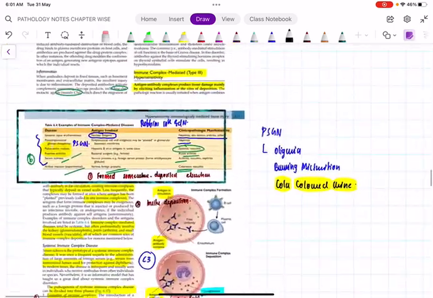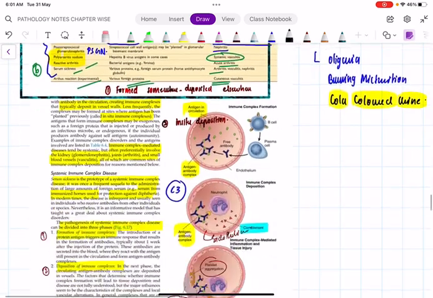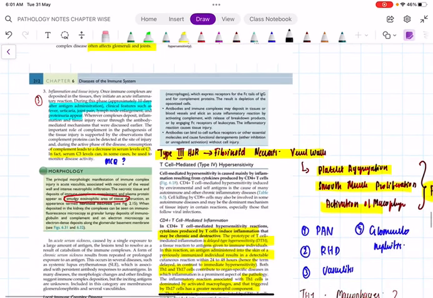Then this is type 3: SLE, PSGN with cola colored urine, PAN (polyarteritis nodosa), reactive arthritis, serum sickness. All these are systemic diseases, and they will mainly affect various systems: CVS, joints, high pressure areas, everything. Fibrinoid necrosis is the morphology.